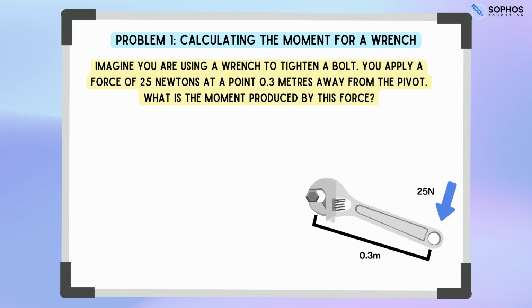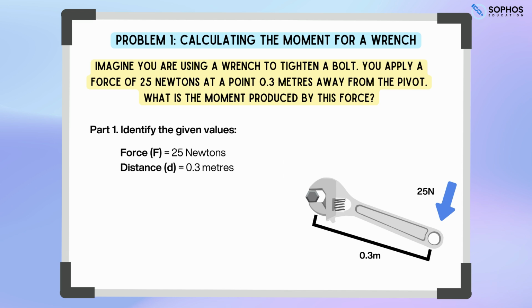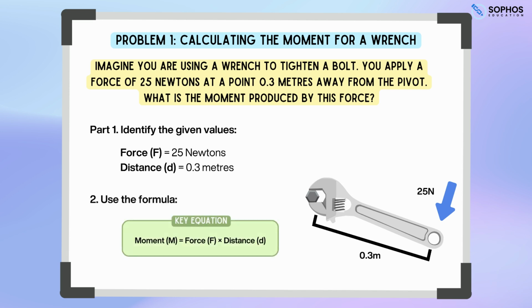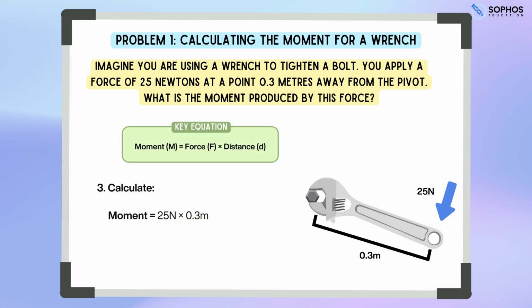Imagine you are using a wrench to tighten a bolt. You apply a force of 25 newtons at a point 0.3 meters away from the pivot. What is the moment produced by this force? First, identify the given values. We know the force is 25 newtons and the distance is 0.3 meters. Then plug the values into the formula. So we have M equals 25 times 0.3. This gives us M equals 7.5 newton meters. So the moment produced by using the wrench is 7.5 newton meters.